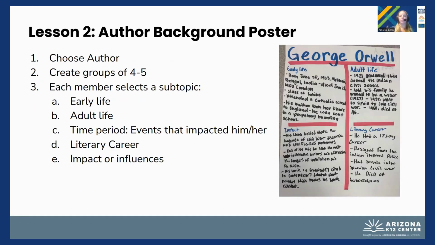So this is another really quick assignment that I give almost at the beginning of any reading that we do, especially literature reading. So this is the author background poster. What we do is they choose an author or I give them the author. I put them in groups of 4 or 5, and each member selects a subtopic: the author's early life, adult life, time period, literary career, and impact or influences.